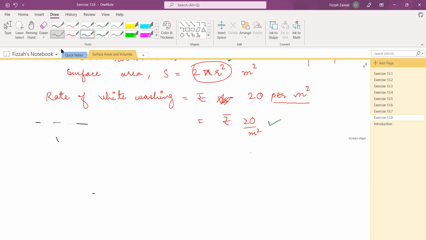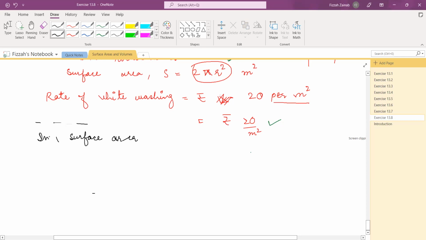So I'm going to find my inside surface area. The inner surface area will become your cost, divided by the rate of whitewashing. So this is the approach I'll use. Okay, now what is the total cost? Please tell me.